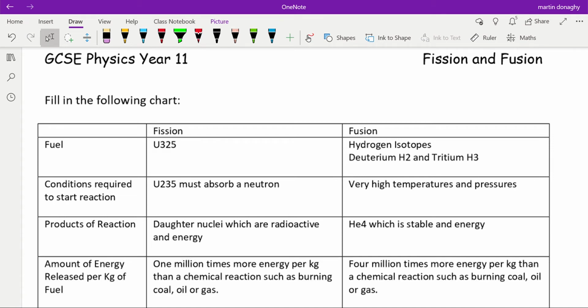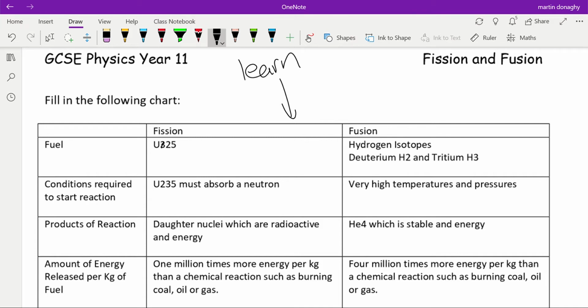Okay, so in your answer to the previous question, you should have compared fission to fusion, and we can compare that in a number of categories that are shown in this chart. For me, this is the best thing to learn when it comes to revision for this part of the topic. This table contains everything really that you need to know. So we can compare them in terms of the fuel.